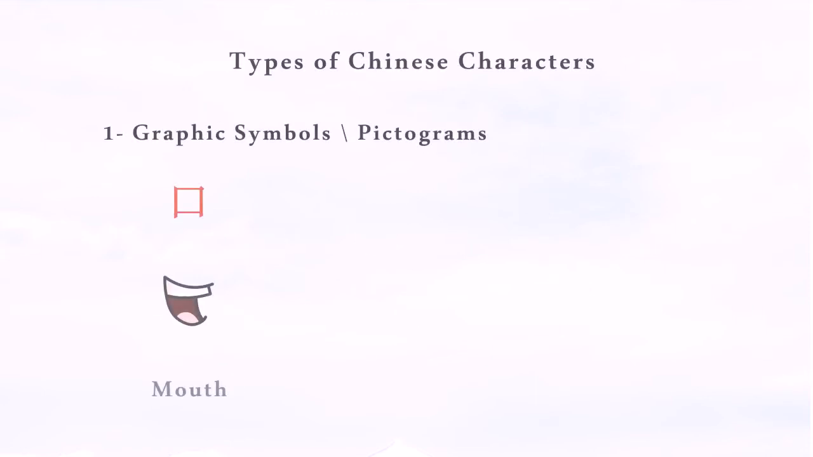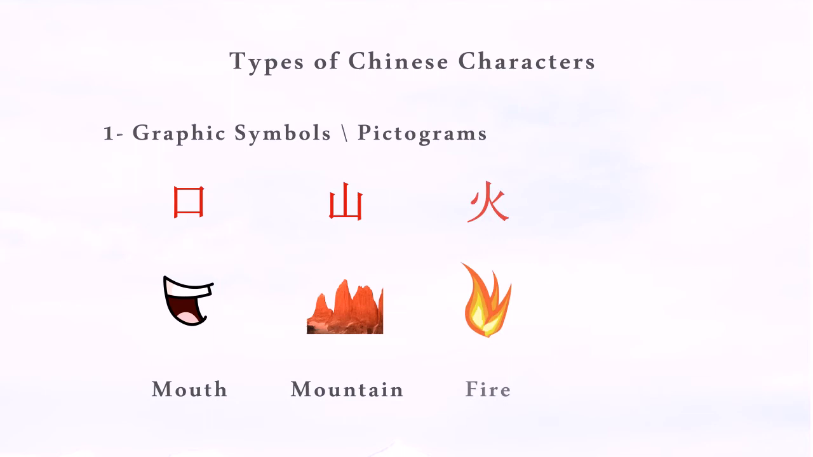The first type is the graphic symbol or the pictogram. This makes up only a small portion of Chinese characters and consists of the objects and the shapes around us. Look carefully at the symbols and at the pictures. They look similar, right? That's why it is called the pictogram.